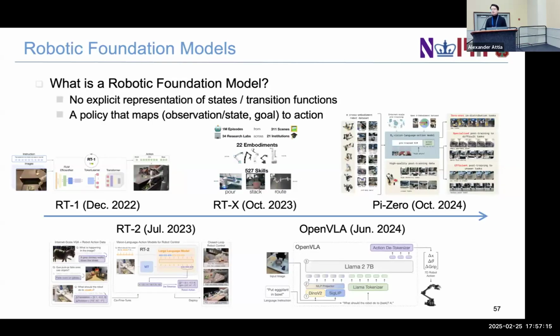So those have been general overviews about the developments of these so-called robotic foundation models or vision language action models or large behavior models, depending on how you call it.